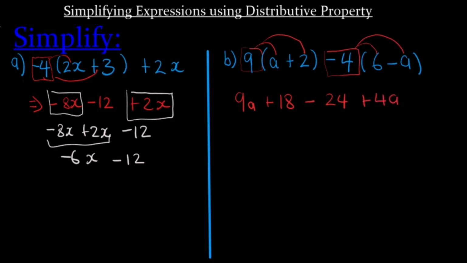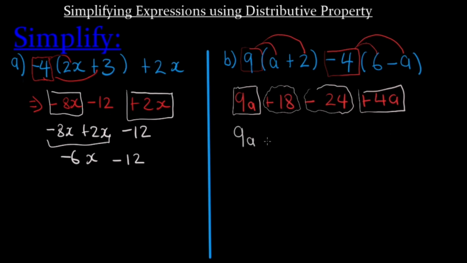Now that we have gotten rid of the brackets, we are going to group and simplify. So the like terms are positive 9a and positive 4a. We also have two constants that would be classified as like terms as well. So the positive 18 and the negative 24. So let's group them. So 9a plus 4a plus 18 minus 24.